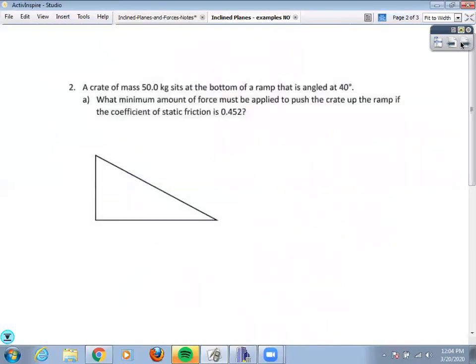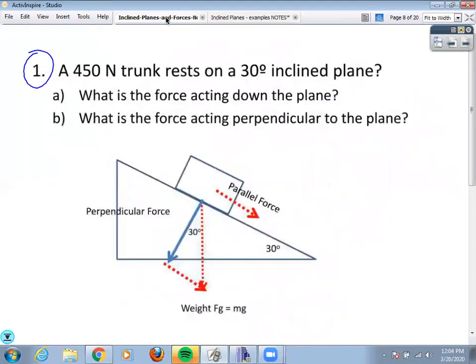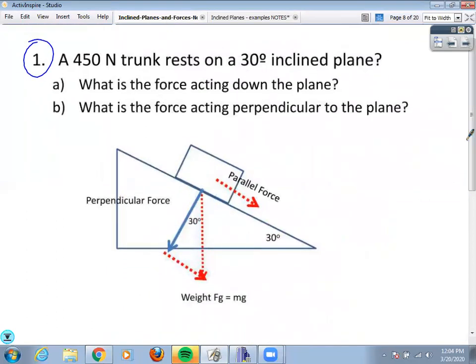We'll leave the inclined planes examples and switch back and take a look here at what's going on. So hopefully now this makes a bit more sense. We have a 450 Newton trunk. Now that's Fg. That's newtons, we already know the weight. So Fg equals 450 newtons. It sits on a 30-degree incline, so there's our theta. A, what is the force acting down the plane? That is Fg parallel. And B, what is the force acting perpendicular to the plane?